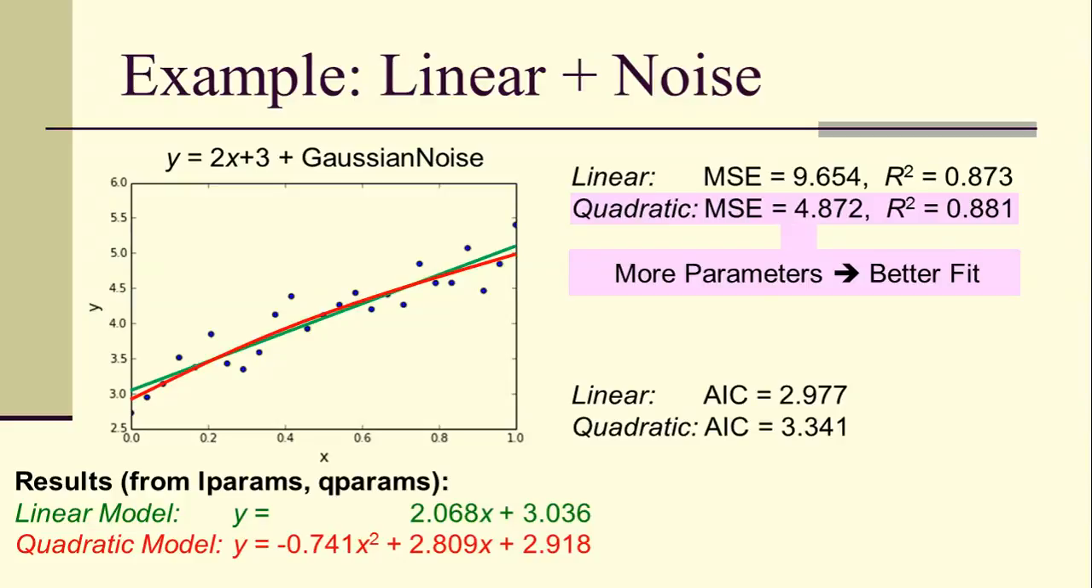But the AIC for the linear is 2.977, whereas for the quadratic is 3.341. Therefore, the linear is the better model, even though the quadratic is the better fit. And of course, this would be desirable in this example, that we would predict that the linear model is the better model.